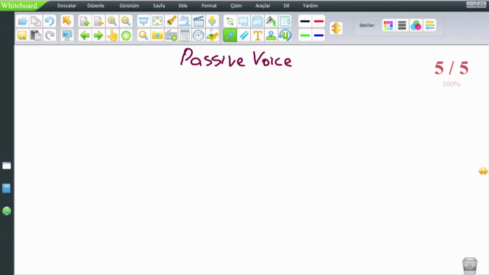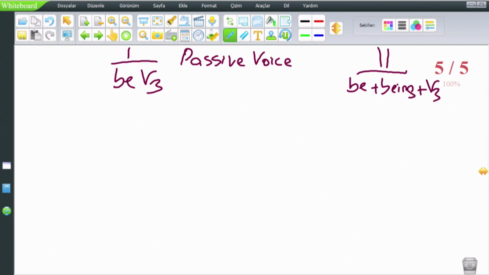We have the exact same structure in Turkish, so I think this topic is rather easier than the other ones to comprehend because it's very similar. In this one, we have talked about passive voice 1 and 2, and we made a chart. In passive voice 1, we use be verb 3. In passive voice 2, we use being verb 3.